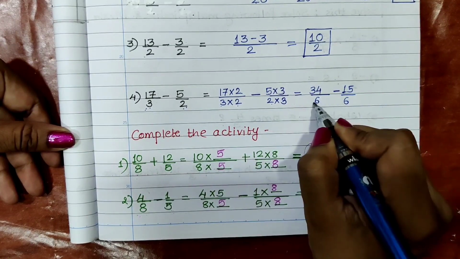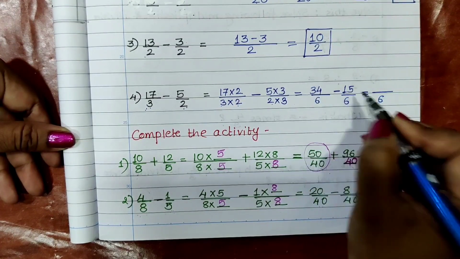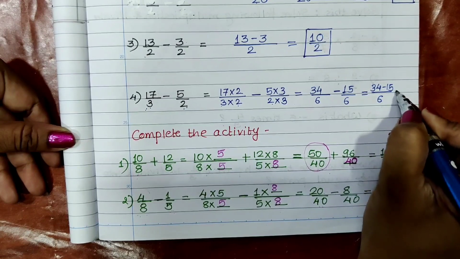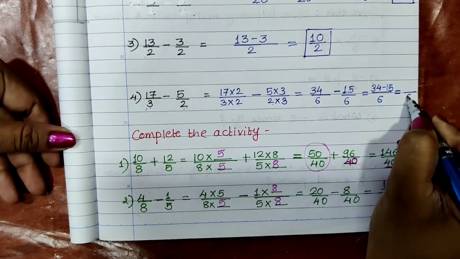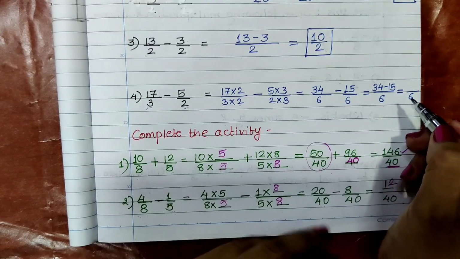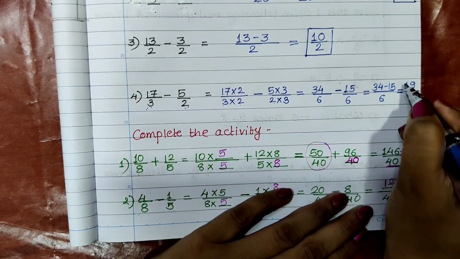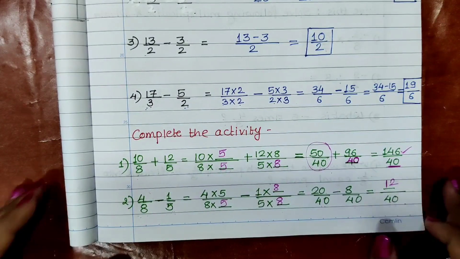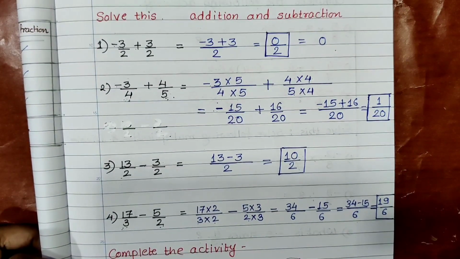Now we have equal denominators. Write the denominator one time, and whatever is in the numerator, write it. 34 minus 15. Now write the last answer. This 6 as it is, one time we write. And 34 minus 15, what will be the answer? It is 19, correct? So the answer is 19 upon 6. In this way, we can solve the addition and subtraction of rational numbers.